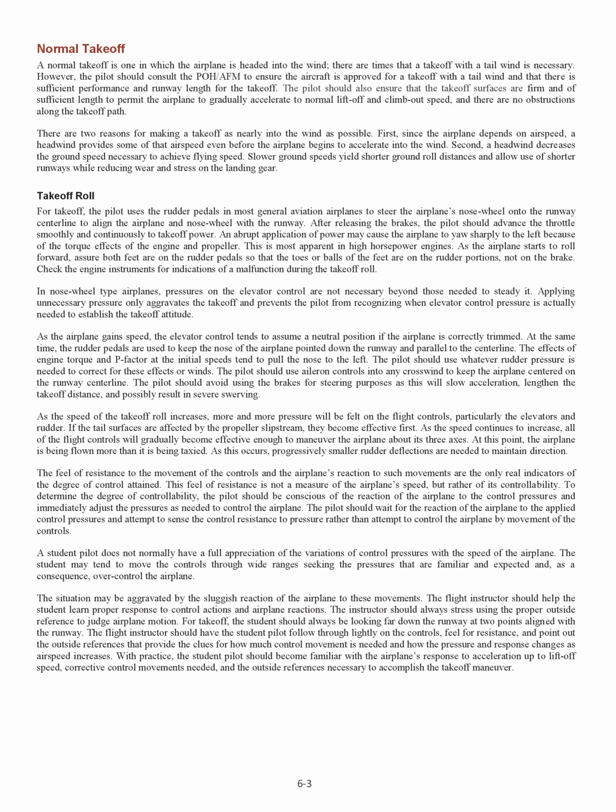The feel of resistance to the movement of the controls and the airplane's reaction to such movements are the only real indicators of the degree of control attained. This feel of resistance is not a measure of the airplane's speed, but rather of its controllability. To determine the degree of controllability, the pilot should be conscious of the reaction of the airplane to the control pressures and immediately adjust the pressures as needed to control the airplane. The pilot should wait for the reaction of the airplane to the applied control pressures and attempt to sense the control resistance to pressure rather than attempt to control the airplane by movement of the controls.